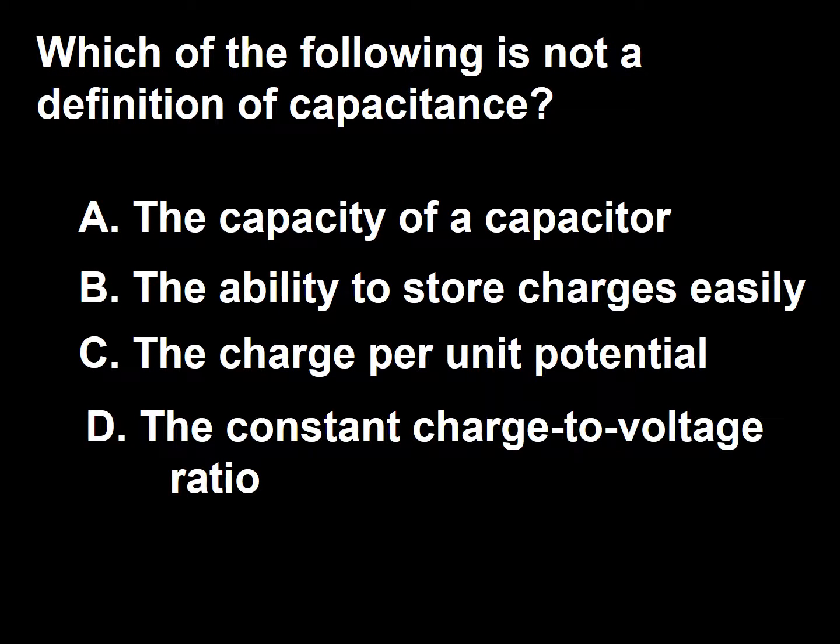Next question. Which of the following is not a definition of capacitance? A, the capacity of a capacitor. B, the ability to store charges easily. C, the charge per unit potential. D, the constant charge to voltage ratio.